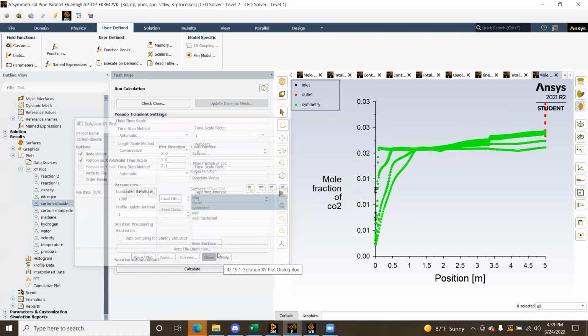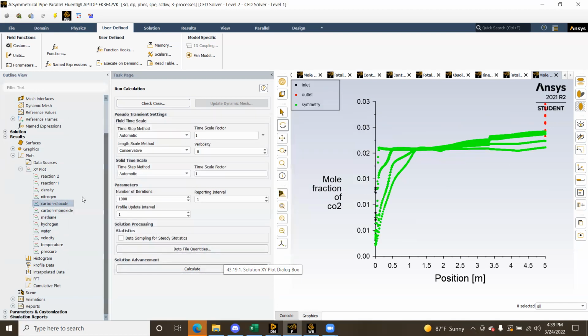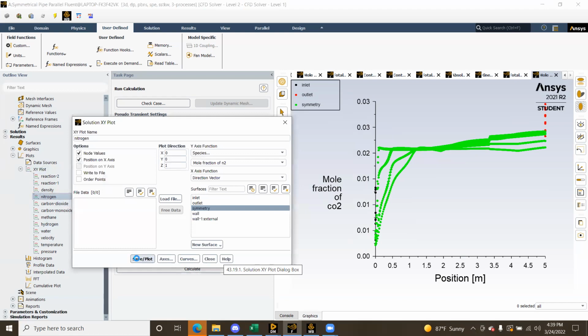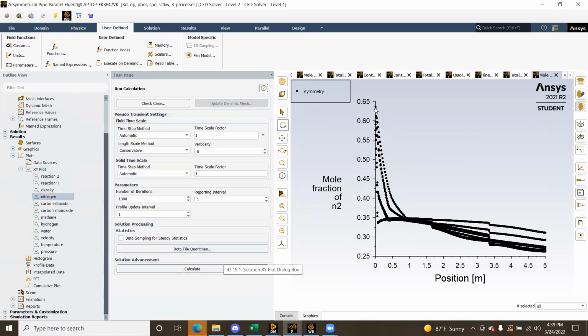So I think that's important to consider. And I do think that's consistent with these plots that I'll show in a second. For nitrogen, this isn't very important, but the molar fraction of nitrogen drops a lot. It drops to a little bit less than half of its original value. Again, with the amount of hydrogen that's being produced, I think this is pretty consistent.